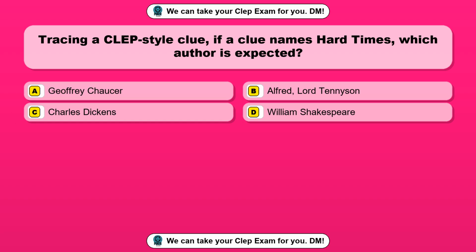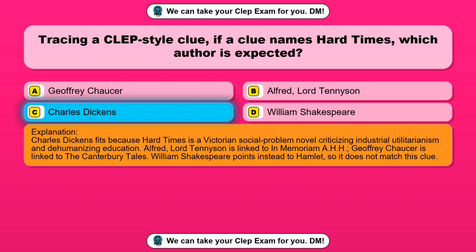Question 11. Tracing a CLEP style clue. If a clue names Hard Times, which author is expected? Option A. Geoffrey Chaucer. Option B. Alfred, Lord Tennyson. Option C. Charles Dickens. Option D. William Shakespeare. The correct answer is option C. Charles Dickens. Charles Dickens fits because Hard Times is a Victorian social problem novel criticizing industrial utilitarianism and dehumanizing education.